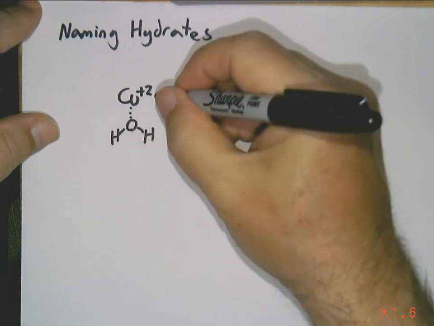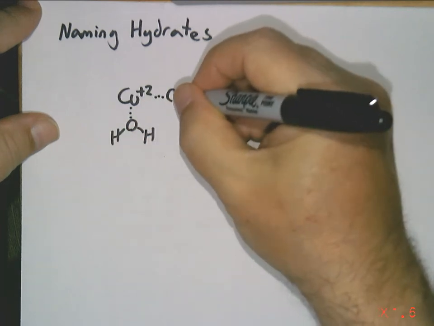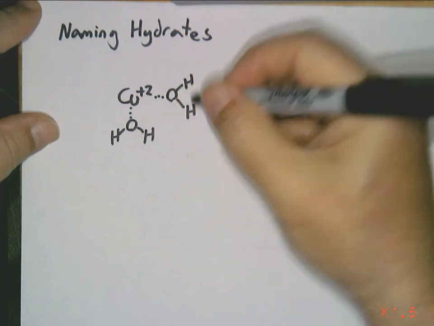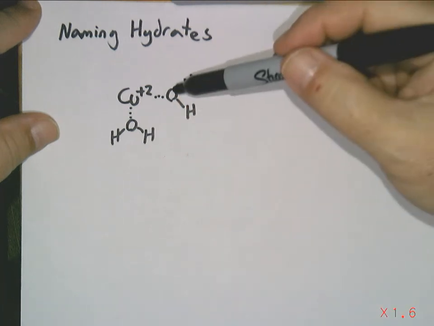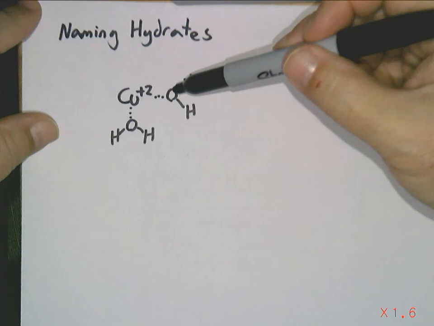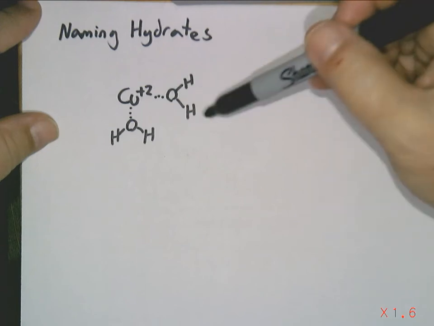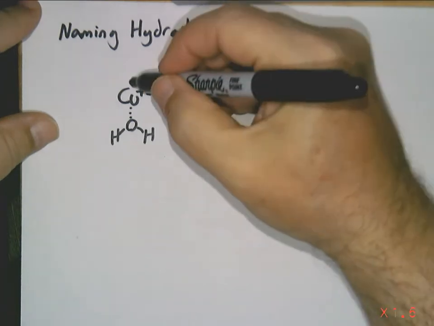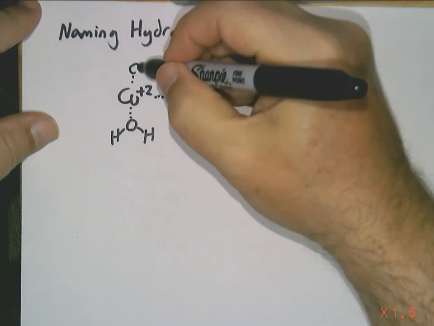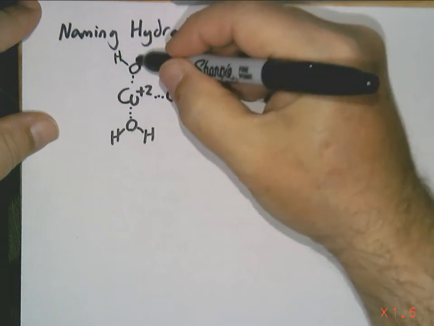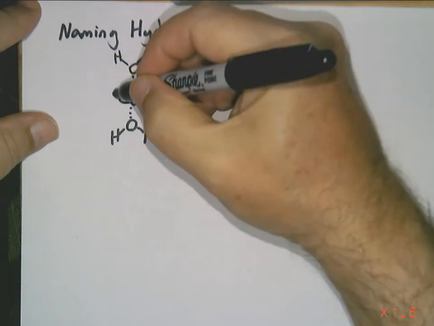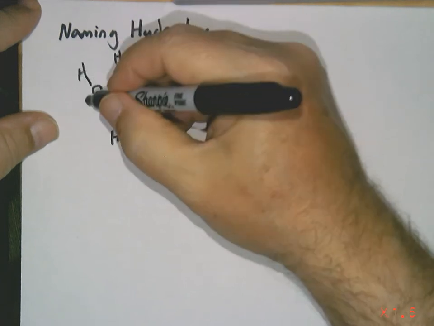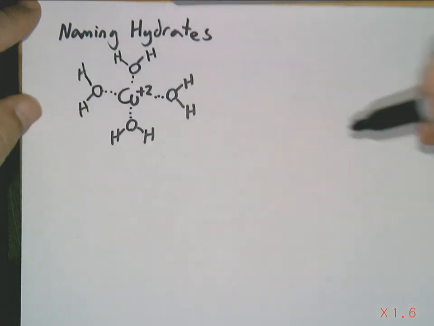Why? Well, it's positively charged. And remember, water molecules are polar in the sense that the oxygen is negatively charged. It's the more electronegative element between hydrogen and oxygen. So this part of the molecule has a negative charge. And a negative charge is attracted to a positive charge. So there's just enough room for 4 of these to park themselves around the copper.